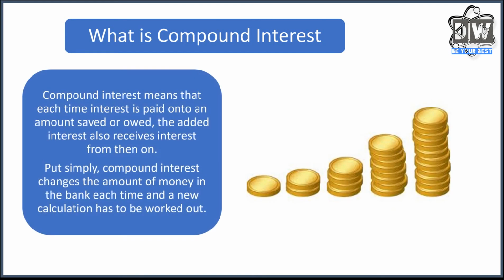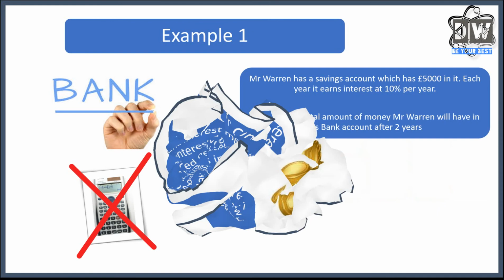Compound interest means that each time interest is paid into an amount, saved or owed, the added interest also receives interest from then on. That sounds quite complicated, but simply put, compound interest changes the amount of money in the bank each time, and a new calculation has to be worked out. So at the end of each year, or end of each month, or the period of time, we've got to then add that money to the account, and then we've got to do the new calculation. But we've got a really easy way of doing it.